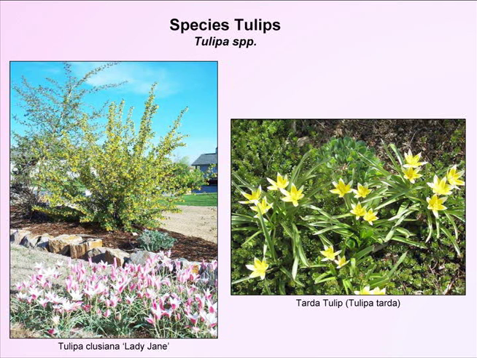And finally, the species tulips. These are small tulips that don't just tolerate drought, they actually demand drought. You see on the bottom the Clusianas, Lady Jane, and the little Tarda tulips on the right. But anyhow, just some suggestions. There are some excellent mail order catalogs where you can find some of these species tulips if you're not able to find them locally.